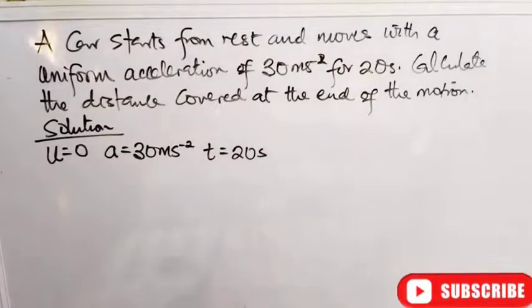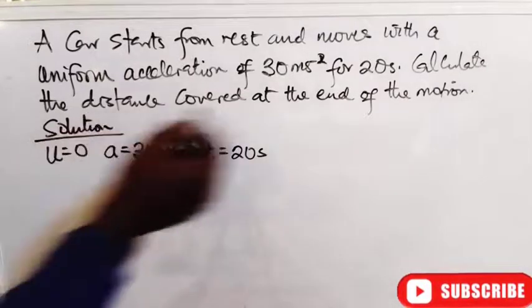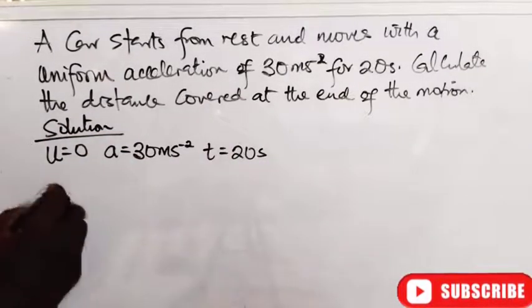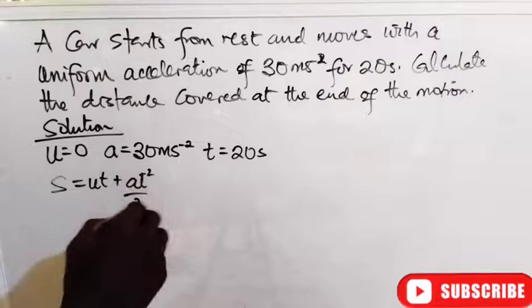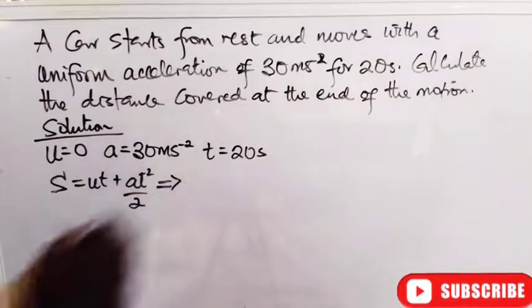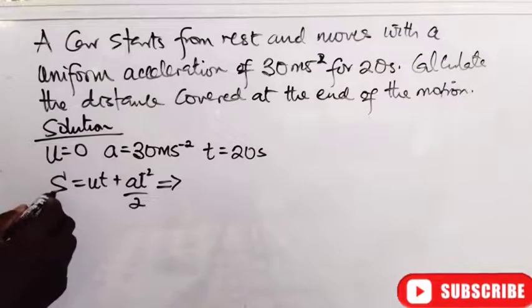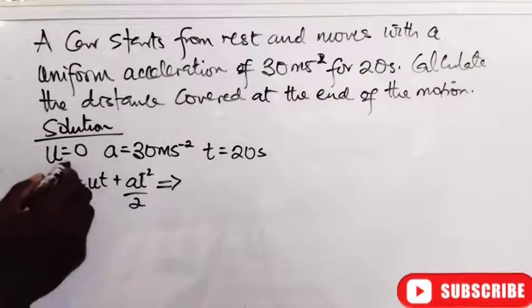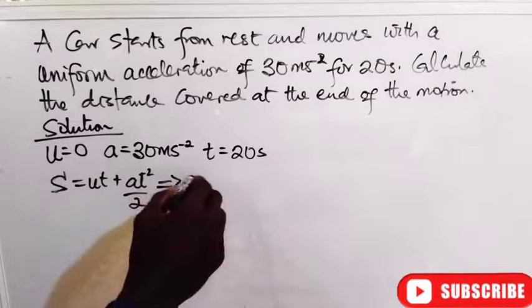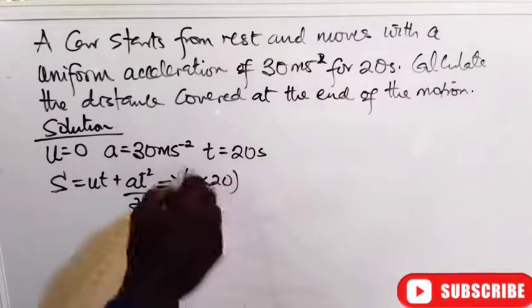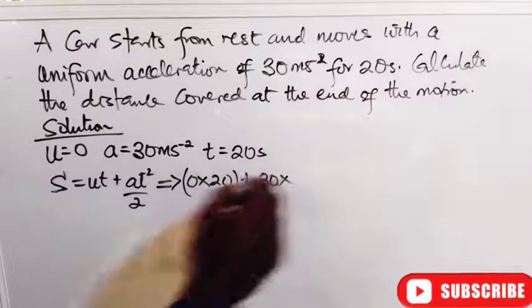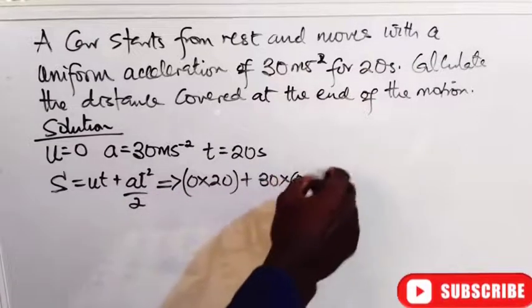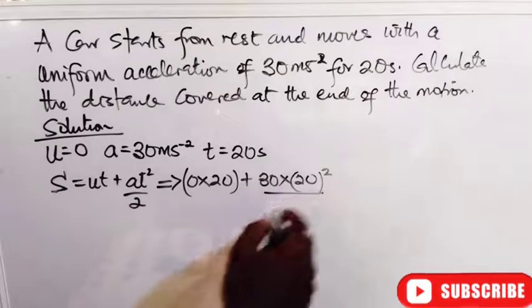Now looking at this, from the equations of motion, we have two equations that have distance in them. We have s equals ut plus at squared over 2. In this case, we are looking for the value of the distance. So here our u is 0, so we say 0 times time, which is 20, plus our a, which is 30, times our t, 20 squared. Now the whole of this is over 2.